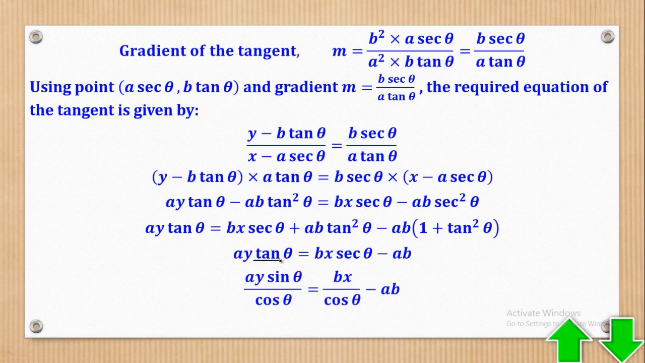So this tan is the same as sine over cos, and this sec is the same as 1 over cos. So in the end, I'll come up with this as the equation of the tangent to a given parabola. So that's the general equation of the tangent to a given parabola.